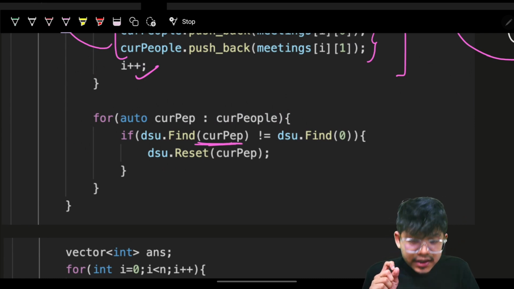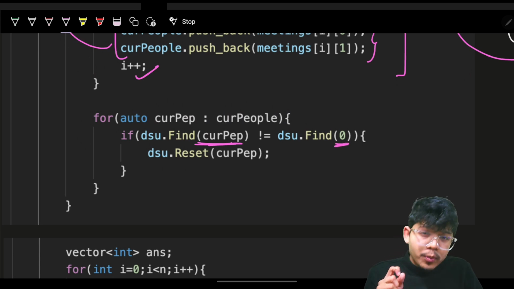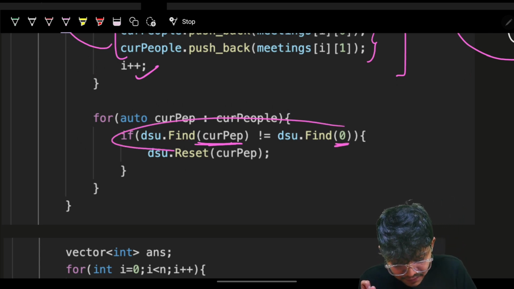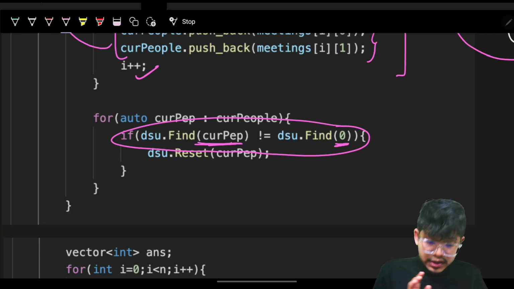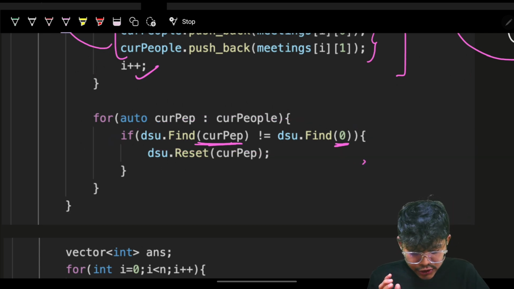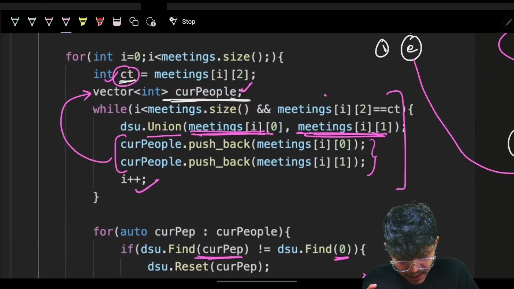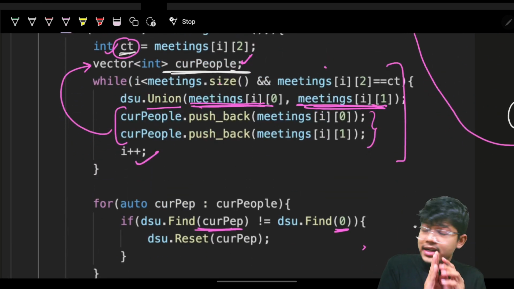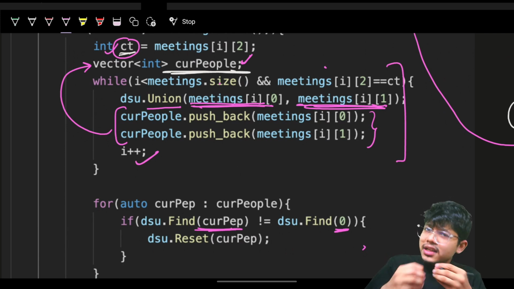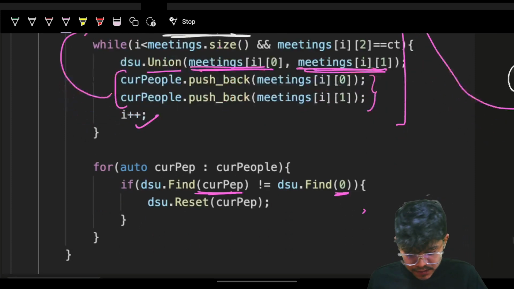Was that person connected to my node 0? Again, this is an O(1) operation. This is an O(1) operation, right? So again, union and find are amortized O(1). It is a very well proven thing that this connection, find, union, everything is an O(1) operation.